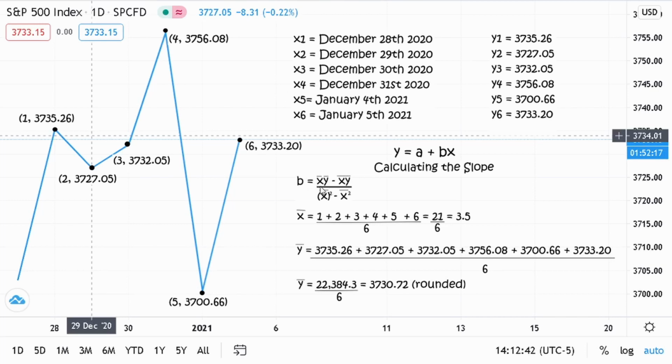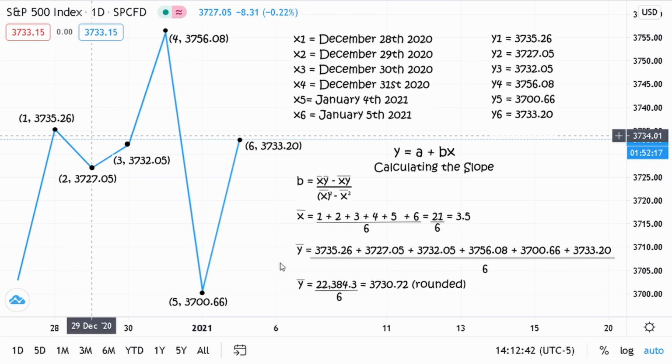The slope will equal the mean of x times the mean of y minus the mean of x times y, divided by the mean of x squared, subtract the mean of all the x's added together squared. So let's begin with the mean of x. The mean of x is very simple. Since we're looking at independent variables and we're looking at 6 of them, we're going to add 1 plus 2 plus 3 plus 4 plus 5 plus 6, and then divide by 6. This will equal 21 over 6, which will equal 3.5.